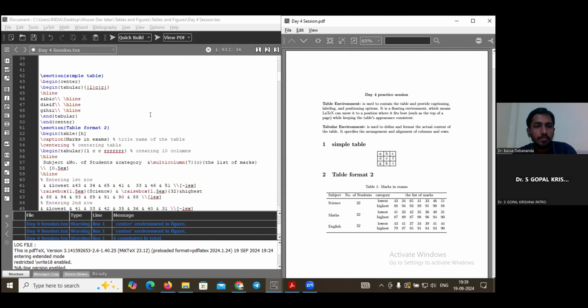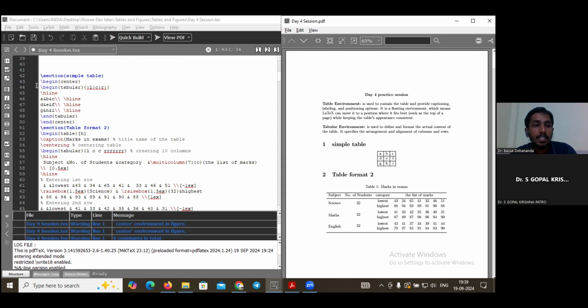Now go to the first table. This is the simplest table. We can see how we will draw the table. Here I have written \begin{center} and \end{center}. I want this table in the center, that's why I have written \begin{center} and \end{center}.